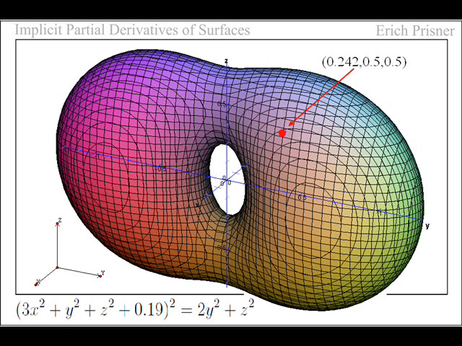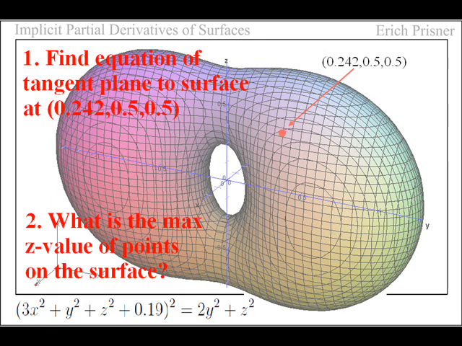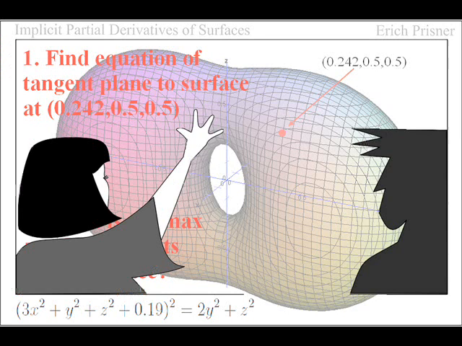What if we still are interested in questions similar to those we face with a function of two variables? For instance, one: find the equation of the tangent plane to the surface at some point, for instance at (0.242, 0.5, 0.5), shown in red here. Or two: what is the maximum z-value points on the surface can have? Similar to implicit differentiation in Calculus 1, we will view the surface locally as a function of two variables x and y, and we will use the multivariable chain rule to answer these questions.